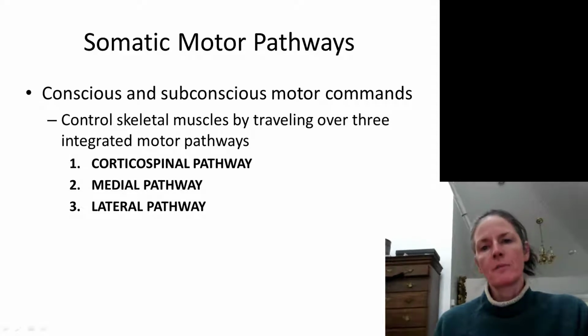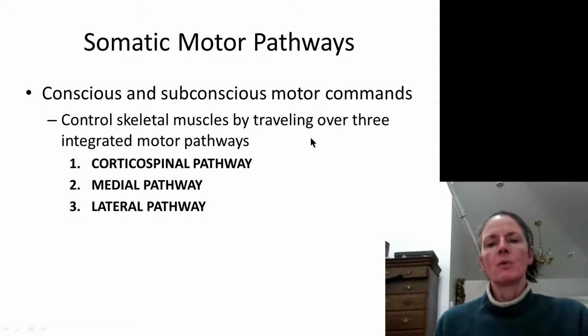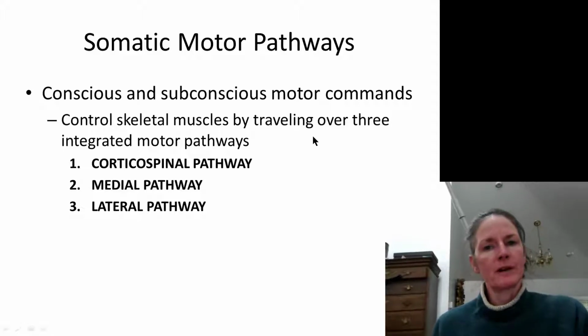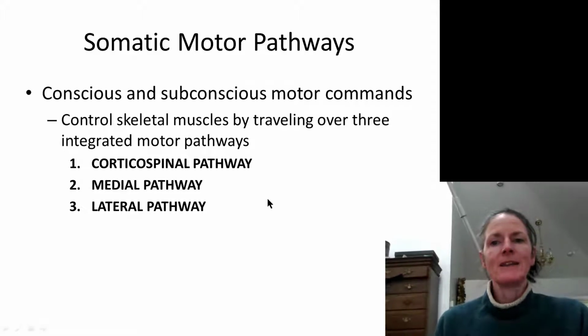Now let's look at the somatic motor pathways. Now remember, of course, these are descending pathways, and they will have their upper motor neurons originating somewhere in the brain. And these upper motor neurons will synapse either in brainstem nuclei or in spinal nuclei in the anterior gray horns of the spinal cord.